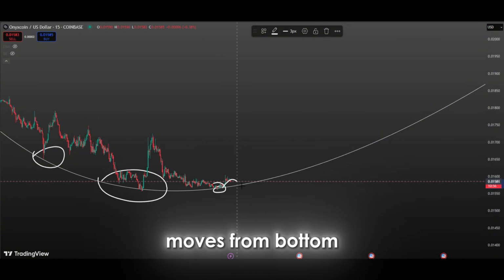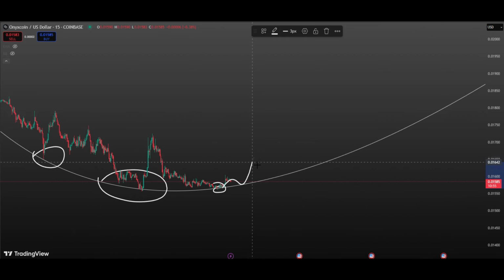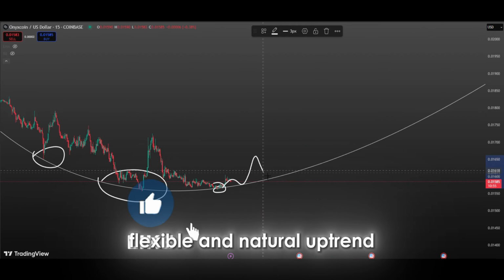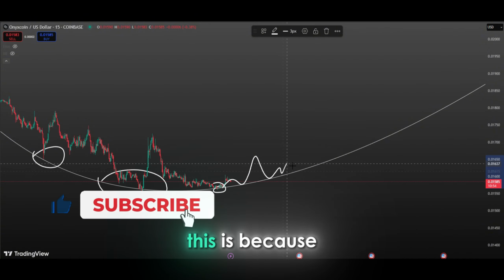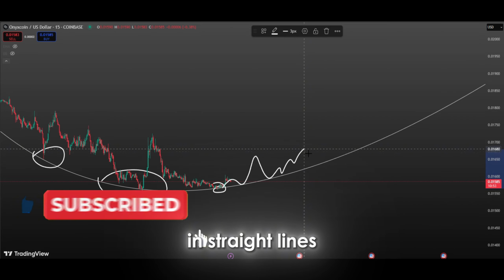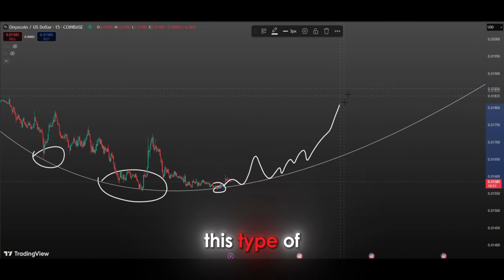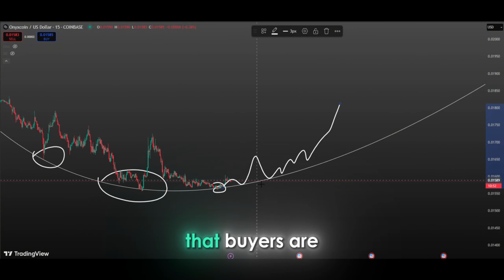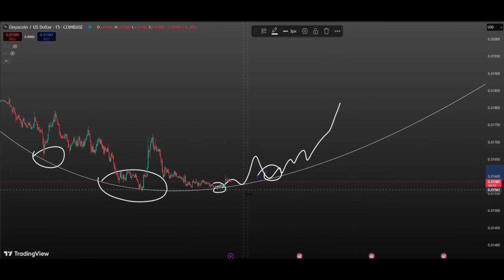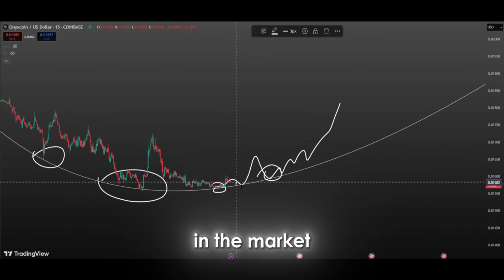When the curve moves from bottom to top, it indicates that the market is in a dynamic uptrend. This type of curve represents a more flexible and natural uptrend compared to classic straight trend lines. This is because the market doesn't always move in straight lines. It moves in choppy, smooth transitions from time to time. This type of curve is psychologically more trusted by traders because it shows that buyers are re-engaging at every dip and the price is not accepting lower levels. The curve support line represents this inherent strength and determination in the market.